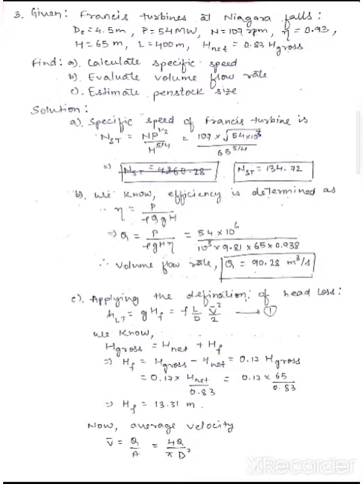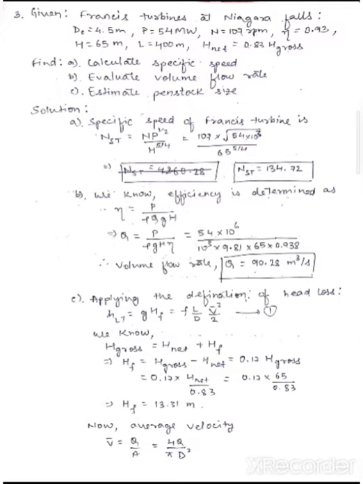In question number 3, we have been given a reaction turbine of Francis type whose outer diameter is 4.5 meter and it produces a power of 54 megawatt. It operates at a speed of 107 revolutions per minute at an efficiency of 93% under a net head of 65 meter. Length of the penstock is given to be 400 meter and net head is given to be 83% of gross head. Now we have been asked to find A, specific speed, B, volume flow rate, and C, the penstock size. So we'll start with A.